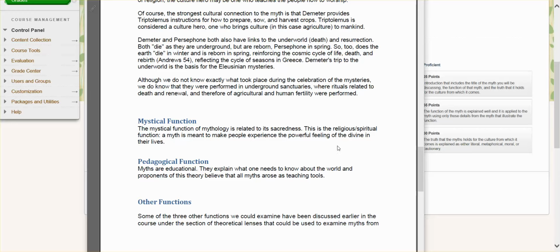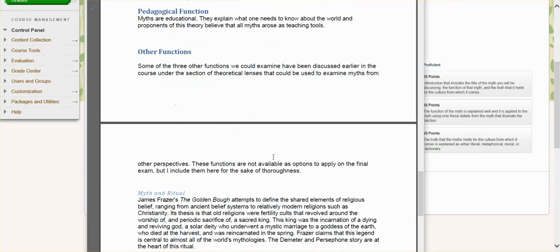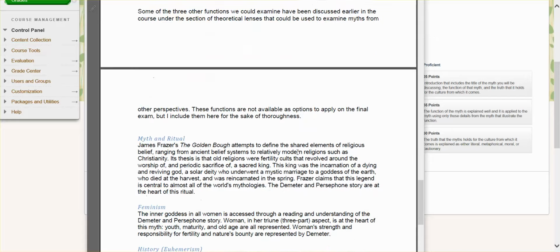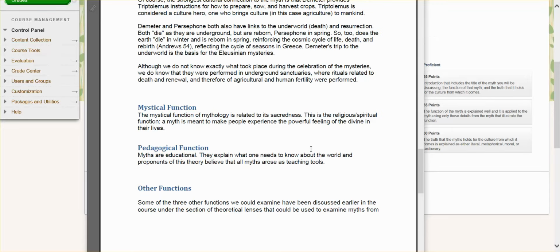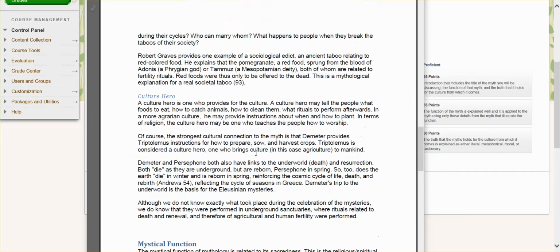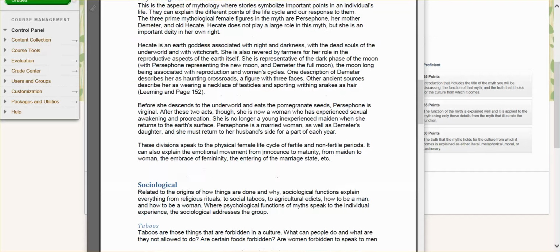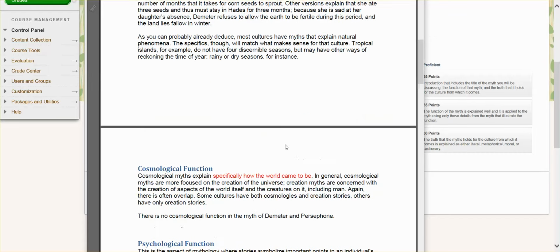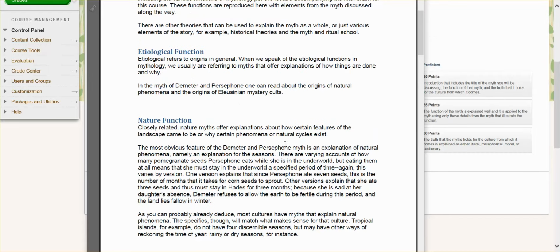So when we talk about functions throughout the semester, these are the functions we're talking about. There are a couple of others here. I listed some other functions, and we'll get to those in turn. But when I ask you in an assignment to provide a function, like I do in our first writing assignment, these are the ones I'm looking at: pedagogical, mystical, sociological, psychological, cosmological, nature, and etiological just in general. If you have something that doesn't really fit in another category, etiological is there, but the other ones are all more specific.